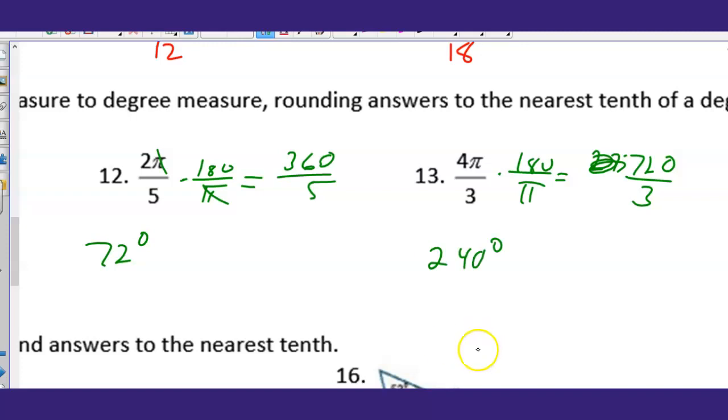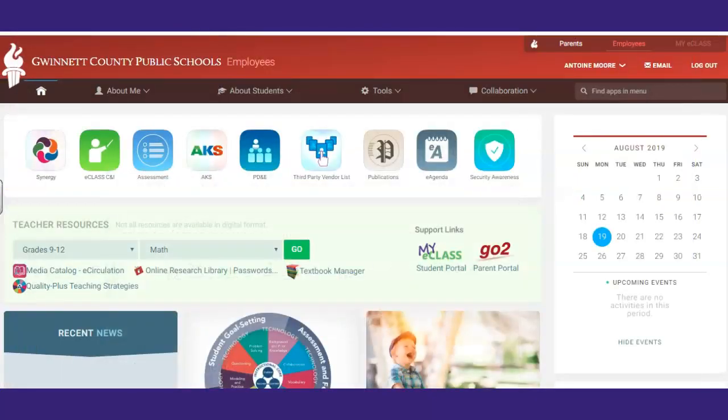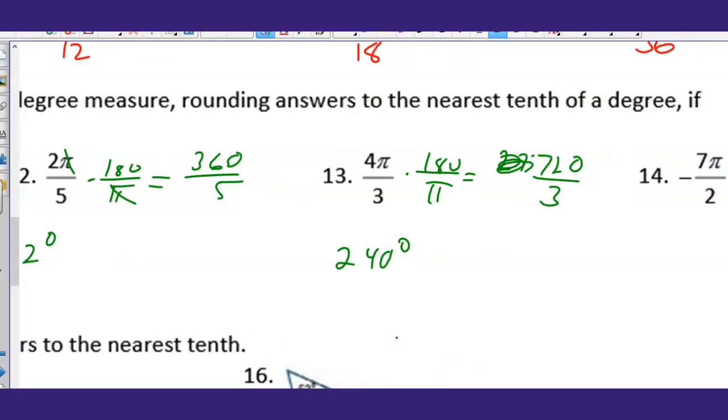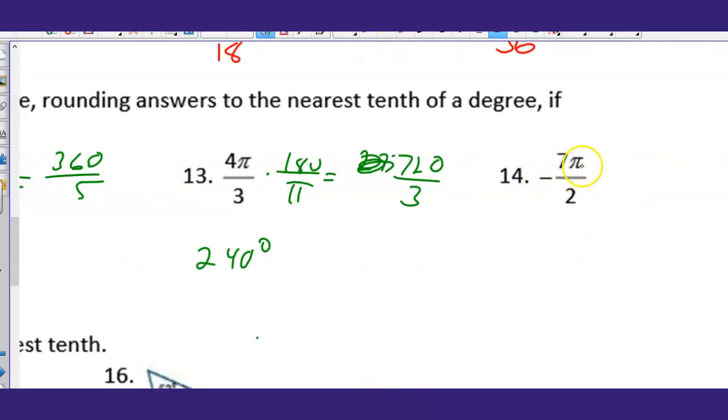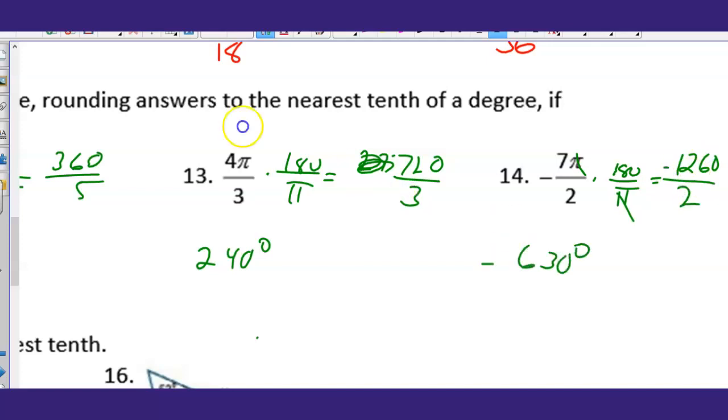And lastly, we have negative 7 pi over 2. Which is going to give us negative 1,260 divided by 2, which is negative 630 degrees.